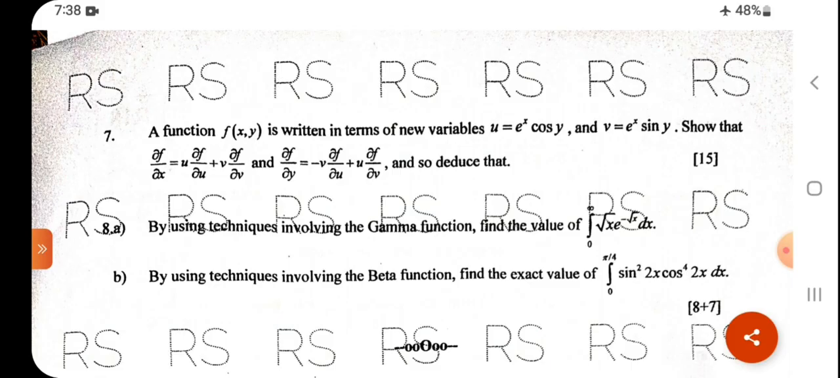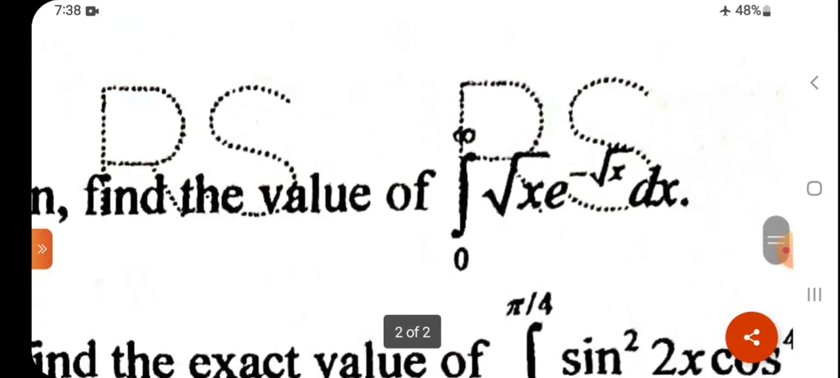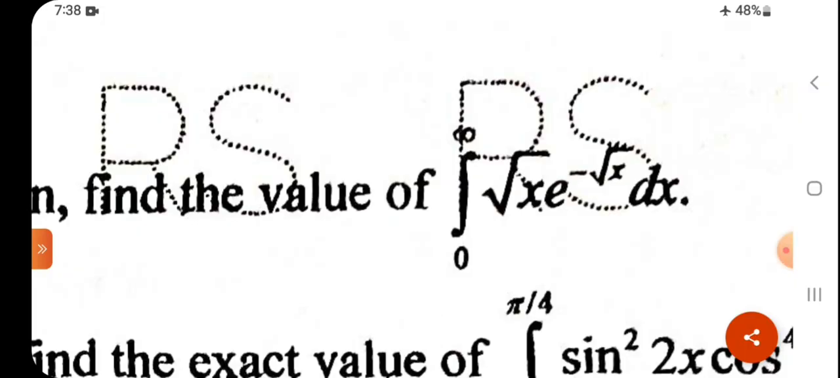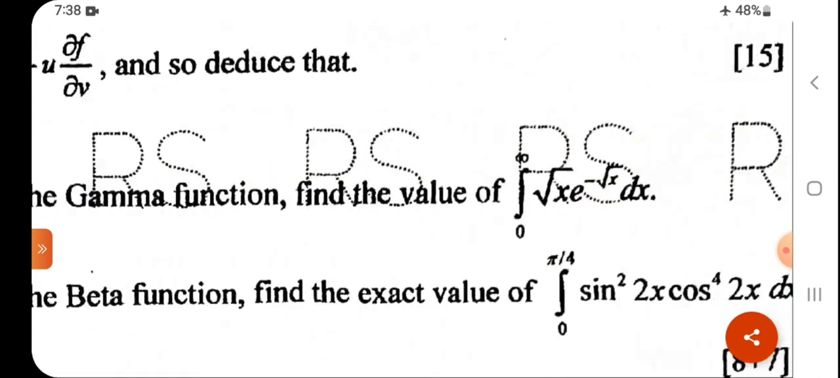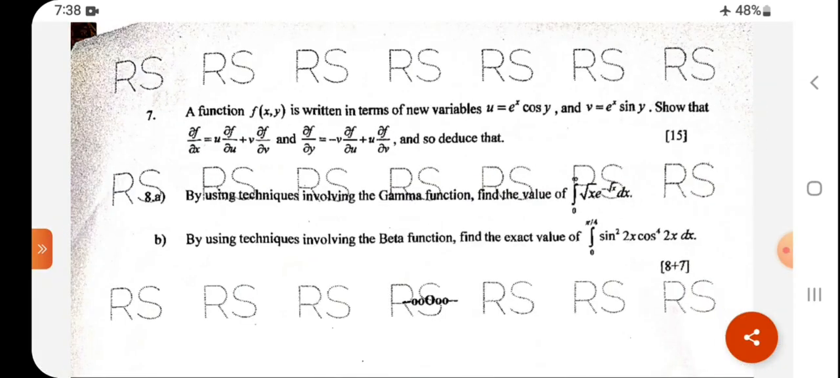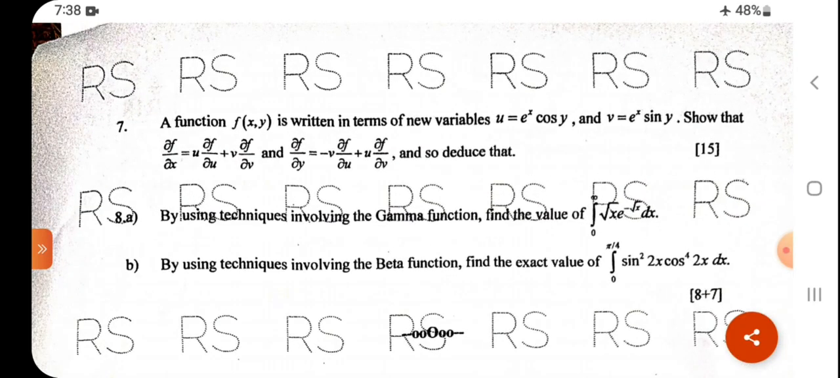Eighth a bit: by using techniques involving the gamma function. You are using the gamma function to calculate that particular integral. Here the integral is 0 to infinity root x into e power minus root x. Start with root x equal to t, so x equals t square. Then directly you can calculate dx as 2t dt, substitute that, and you will get the result in terms of the gamma function.